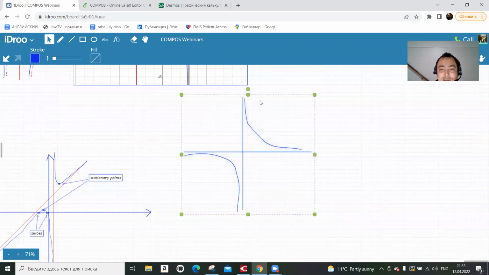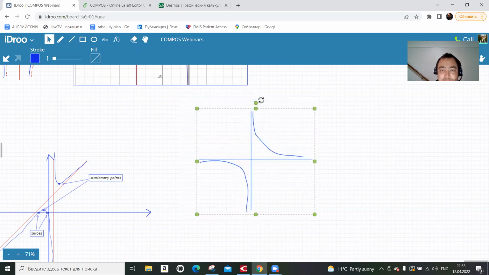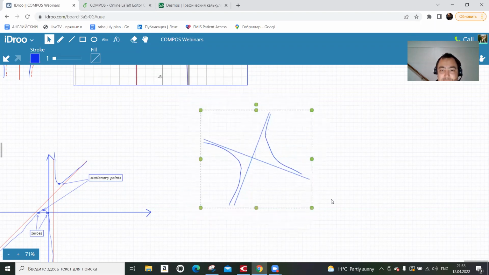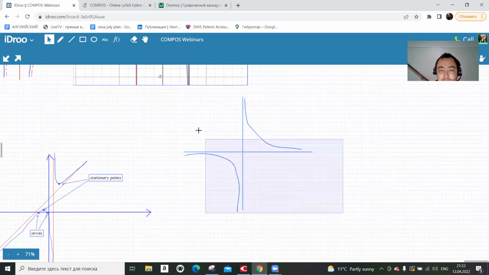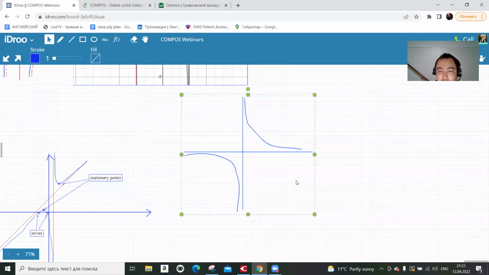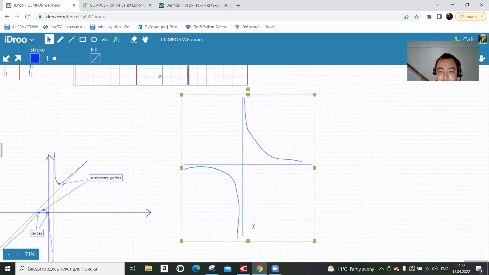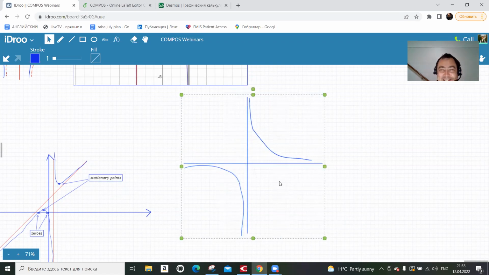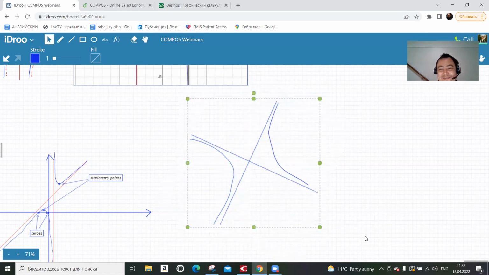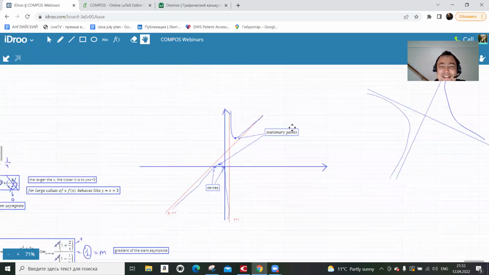And what you did here is you kind of shifted them sideways. No, you didn't shift them sideways. You kind of skewed the graph. It doesn't have this transformation. Okay, but I hope you understand what I mean.